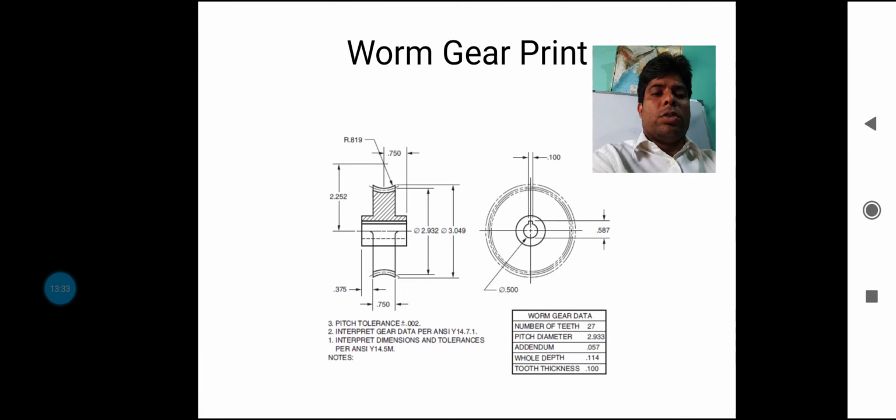Pitch tolerance is plus minus 0.002. In imperfect gear data analysis, using certain software like ANSYS or any other process, or one simple data set is given, and we can draw a pictorial view of the worm gear data points.